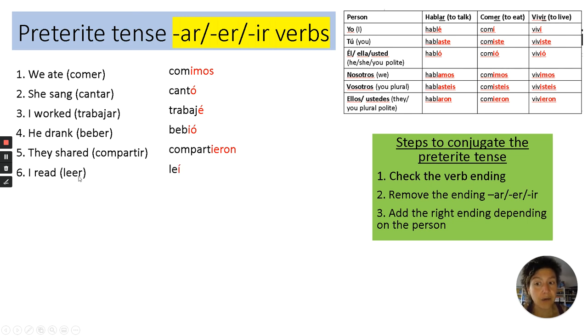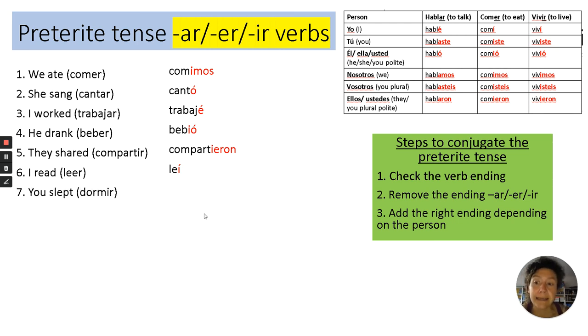Leer. It's an ER verb, so I remove my ending, and I have to add the I with the accent. Do not forget your accent, please, because it will make a big difference if you don't have the accent. Especially, there are some words that could mean something completely different if you forget the accent.